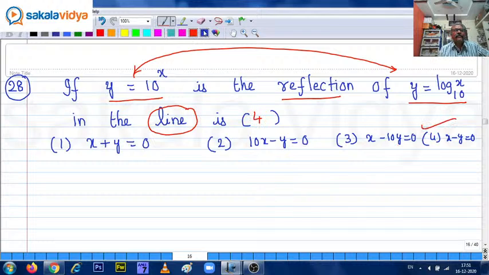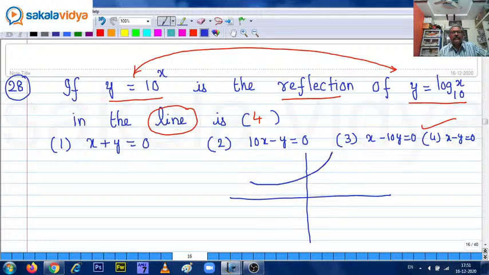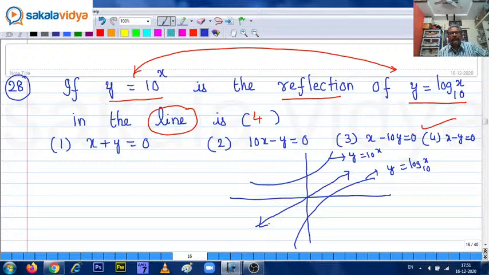Otherwise you can draw the figure also like this. So this is y is equal to 10 power x. You might have seen just now. This is y is equal to log x to the base 10. This is the line y is equal to x. So reflection in the line y is equal to x. So x minus y is equal to 0. Option 4.